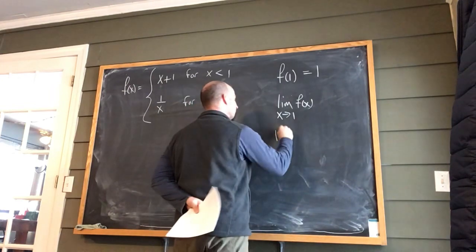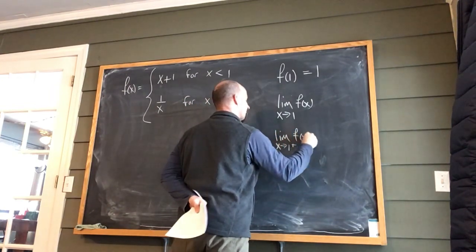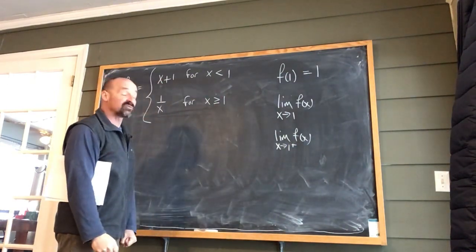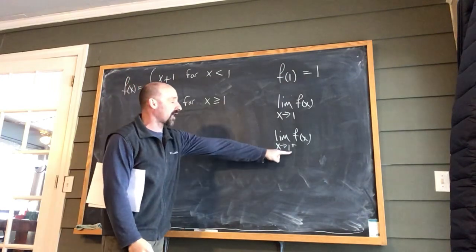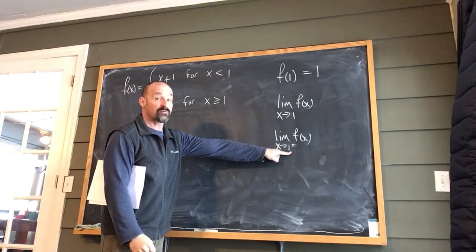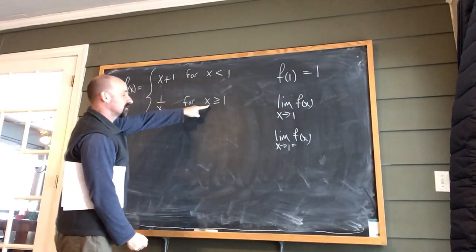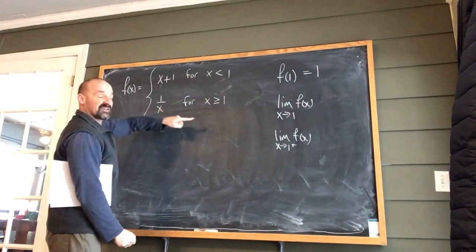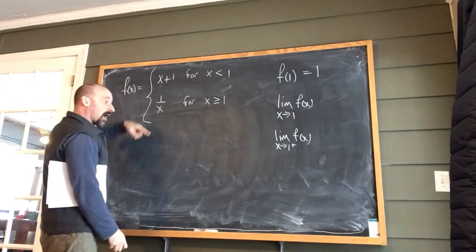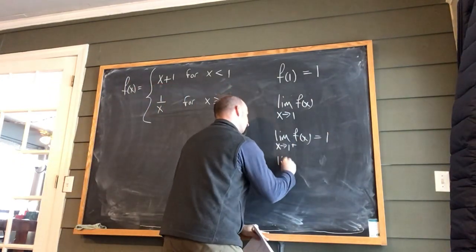Let's come in from the right first. I want to know what these function values look like as we let x get closer and closer to 1 coming in from the right, so for values of x that are greater than 1. If x is greater than 1, that tells me I'm down here on this branch. As x gets closer and closer to 1, these function values start to look more and more like 1 over 1. Come in from the left.